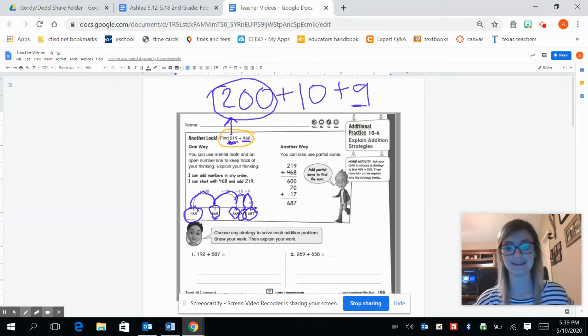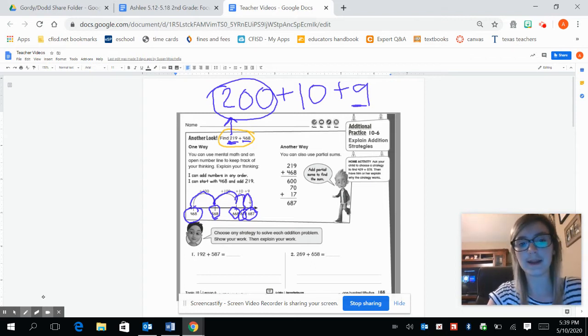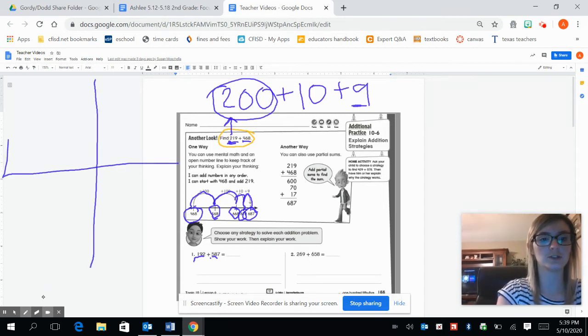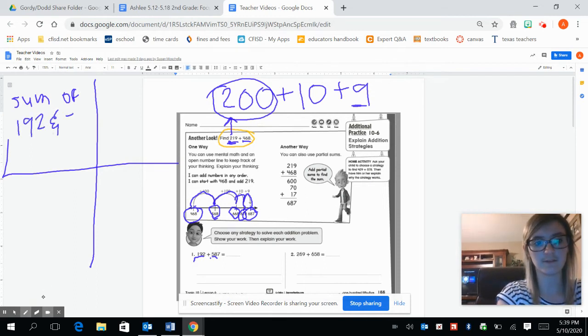It was pretty easy for us to use our number line to figure that out. So our next problem, let's use our four-step process to answer that one because we're all really familiar with it. So it's 192 plus 587. When we add, we want to find the sum. So let's make our chart. And we're trying to find the sum of 192 and 587.